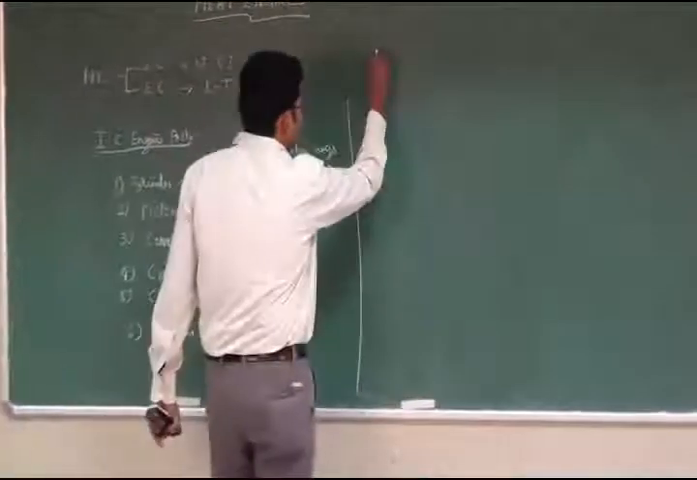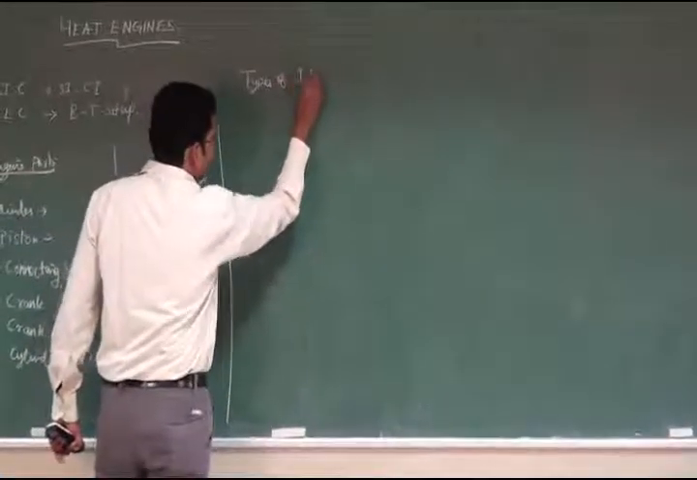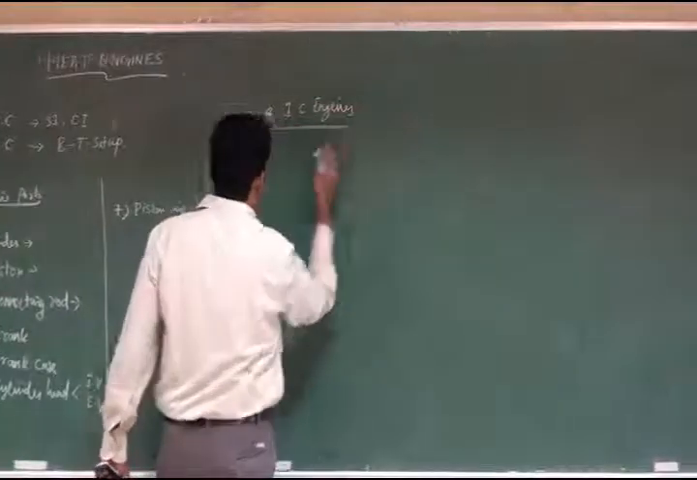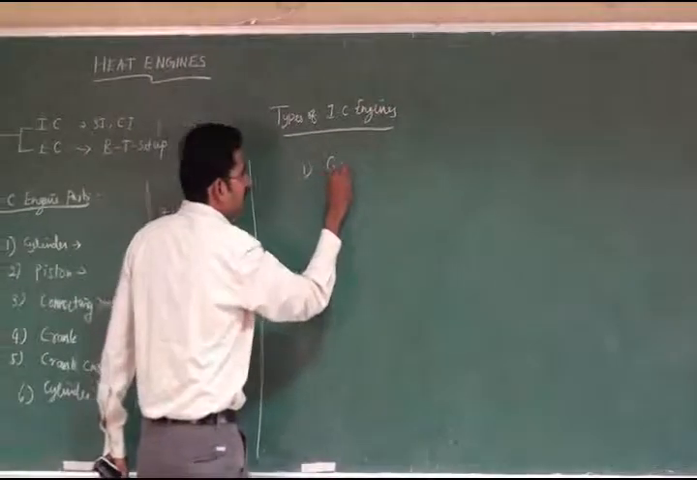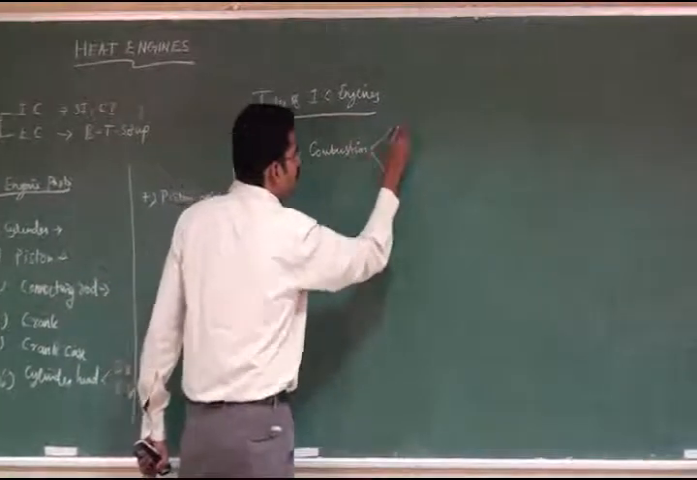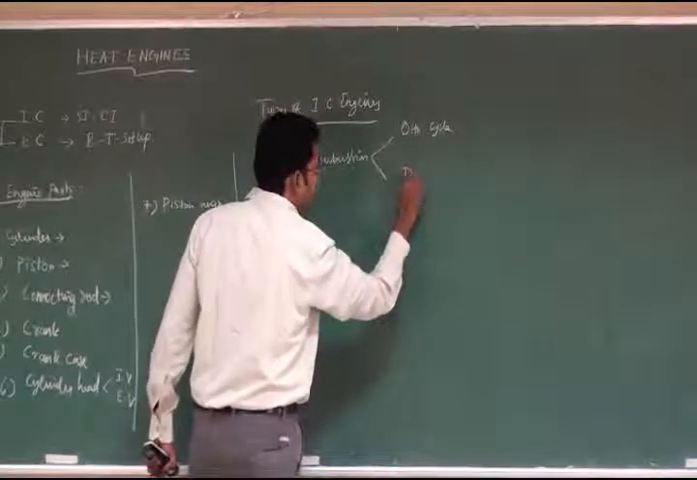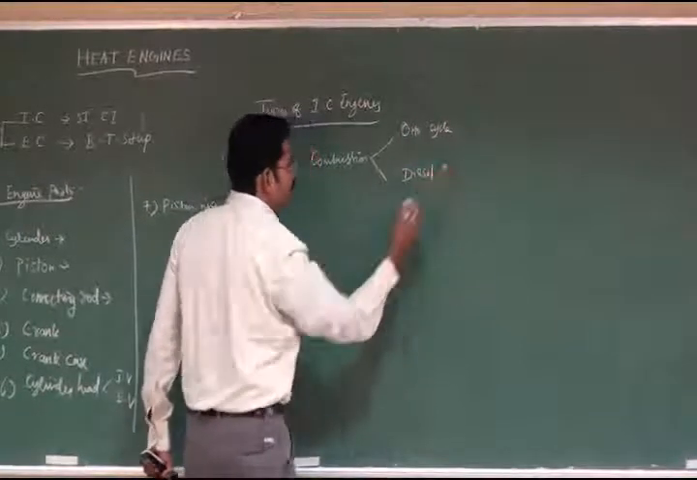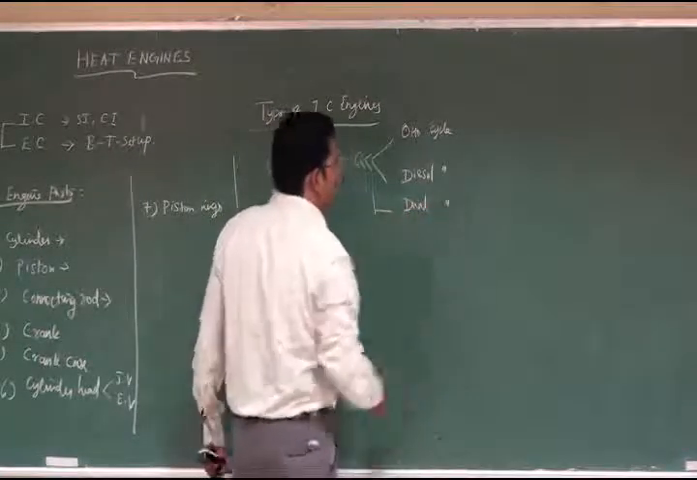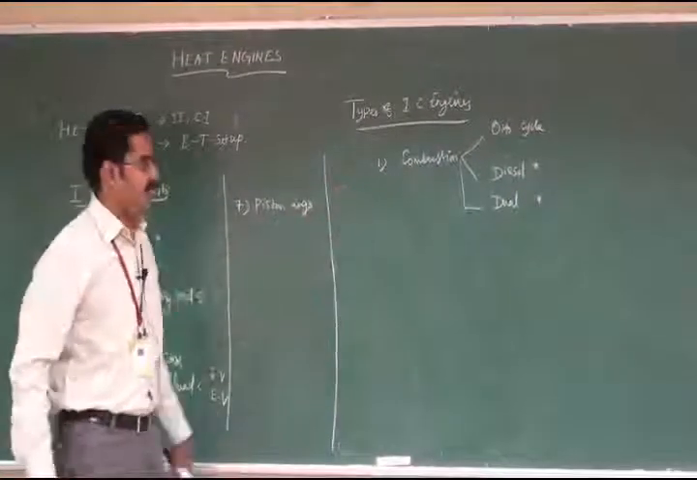Now we are going to see the types of IC engines. First one, based on the combustion, it can be classified into, first one, Otto cycle. Otto is the inventor's name. Second one, diesel cycle. Third one, dual cycle. Dual cycle is a cycle which is a combination of Otto and diesel cycle.